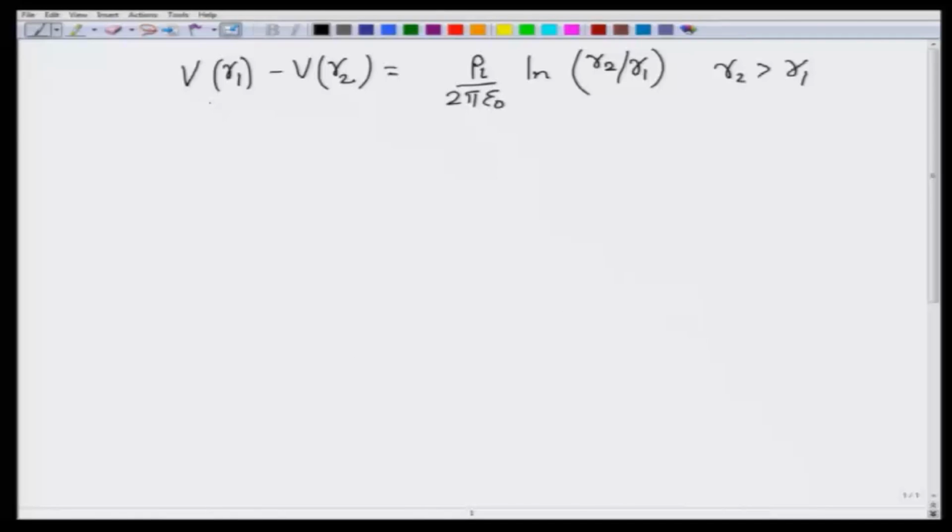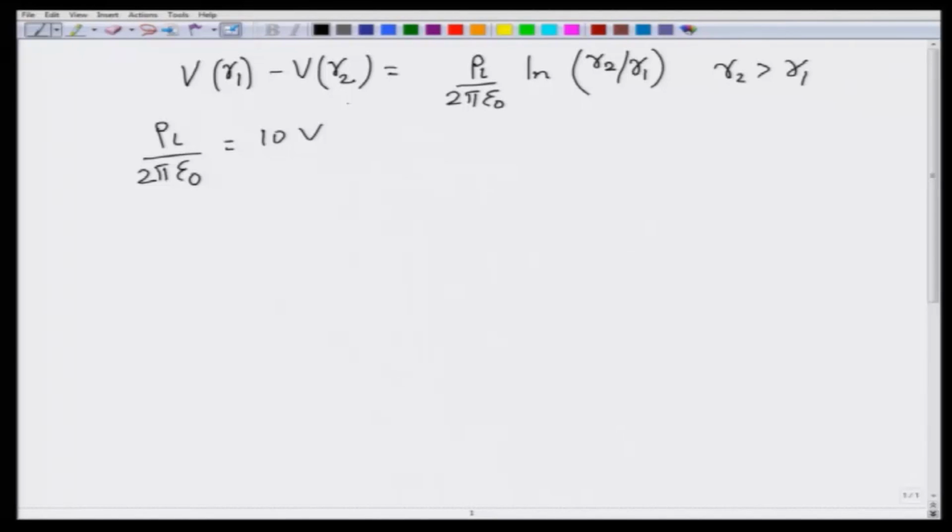Hopefully you remember this expression for the potential difference between the two points R1 and R2 if you move from R2 to R1, in which I am assuming that R2 is greater than R1. Let me say that rho L by 2 pi epsilon 0 is equal to 10 volts. R2 by R1 of course has no dimensions because it is the ratio of two radial distances. So for simplicity let us consider rho L by 2 pi epsilon 0 to be 10 volts.